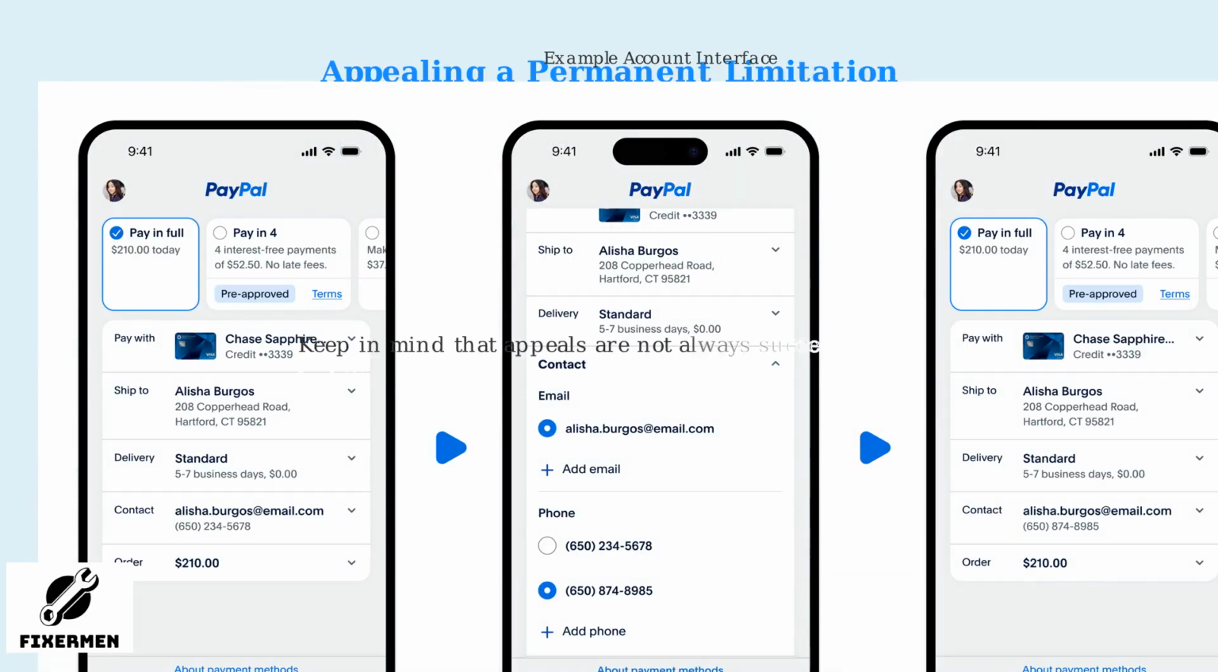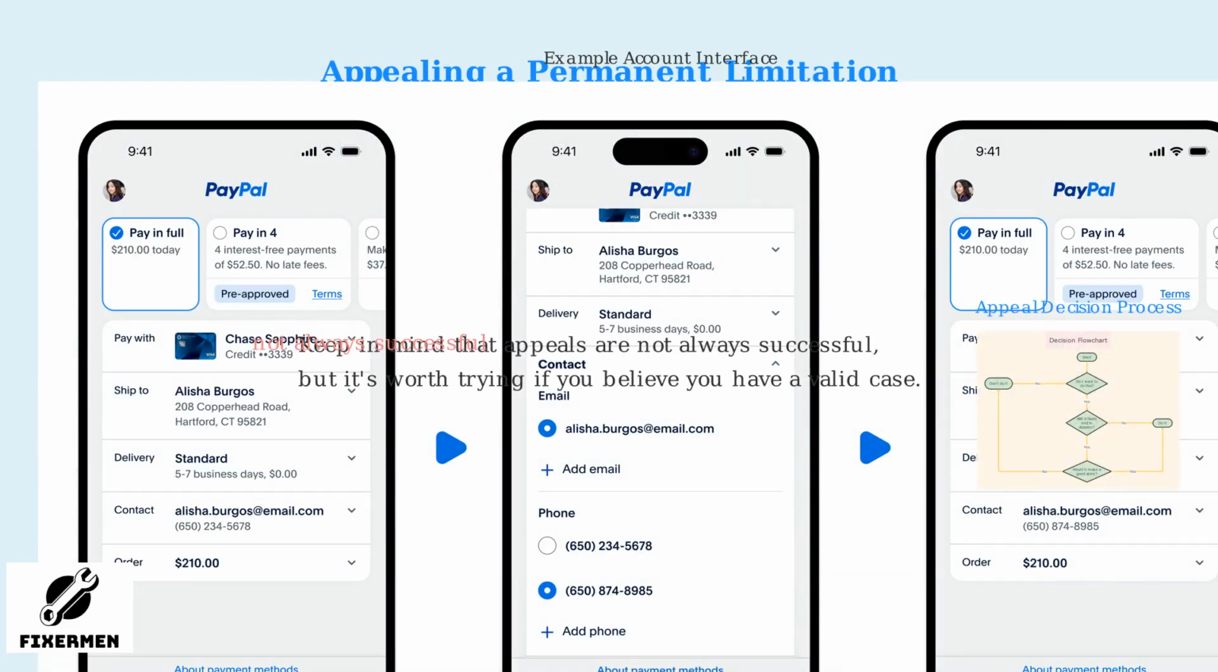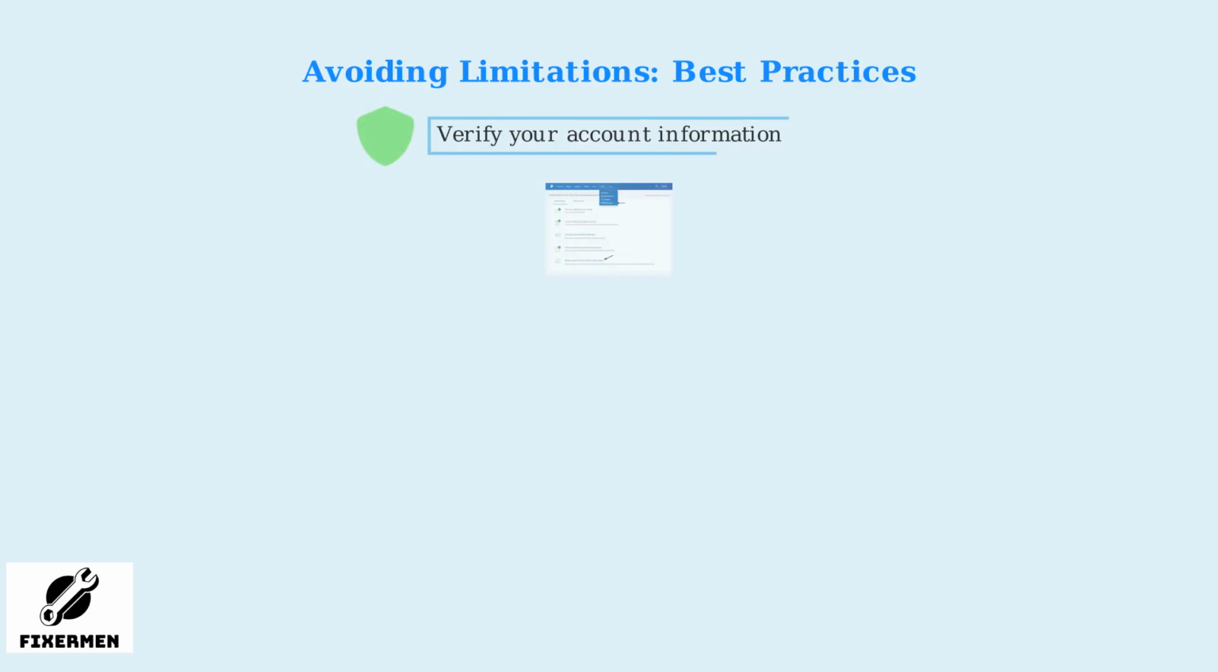PayPal support. Provide a detailed explanation of why you believe the limitation is unjustified and include any supporting documentation. Keep in mind that appeals are not always successful, but it's worth trying if you believe you have a valid case. To avoid future limitations on your PayPal account, follow these best practices. First, verify your account information by providing proof of identity and updating your details. This helps PayPal confirm your legitimacy.